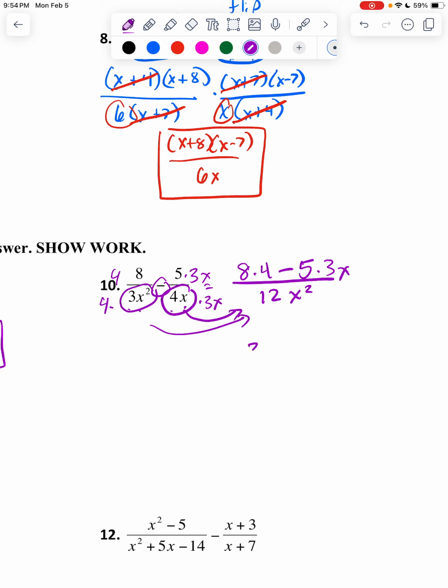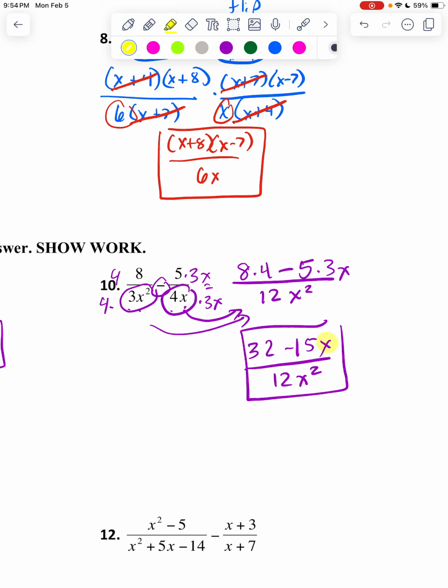So on the top, I have 32 minus 15x all over 12x squared, and I'm done because I can't take anything out of all three corners. Like I can't get this x and this x to cancel because I don't have one over here. It's got to come out of all of them.